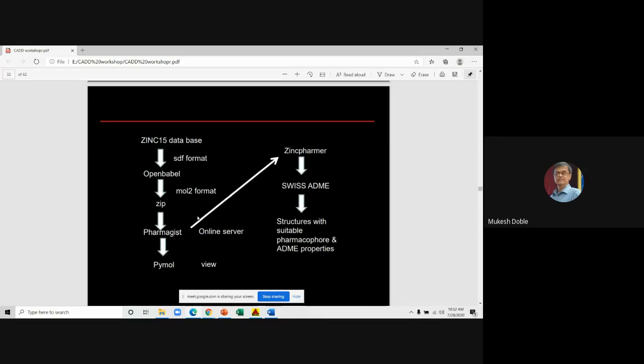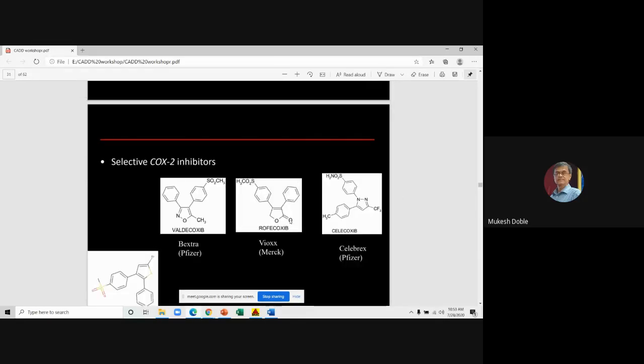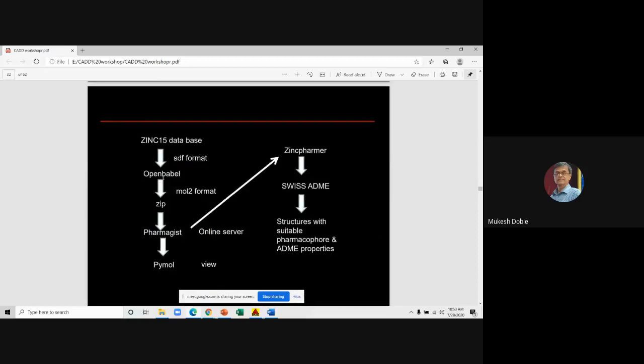You'll understand. PharmaGist is a server. We upload these 4 structures in one single zip file in mol2 format. Results will come in your email. To view the pharmacophore, we need to download the program called PyMol. It's free for academics and students. So we will know what the common features of these 4 molecules are. That's how it is done.